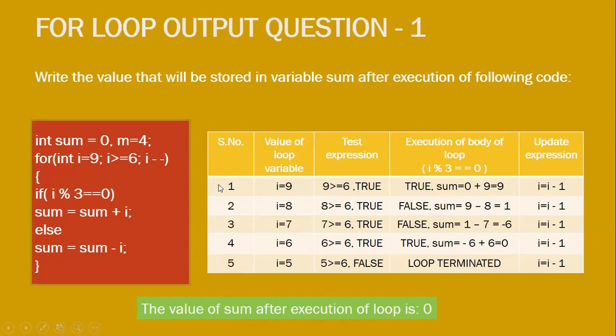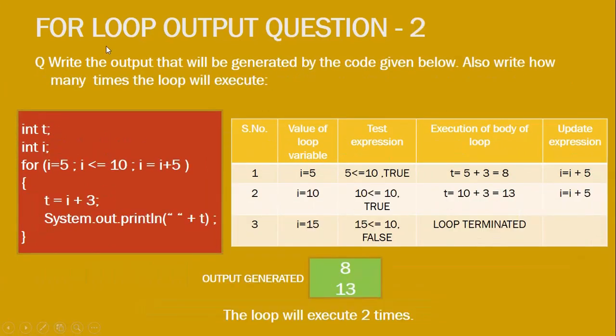So this loop will have executed 4 times. You see here, these are the number of times the loop has been executed, and the last value of sum was 0. So we will write down that the value of sum after execution of the loop is 0. Now this is for loop output question 2.